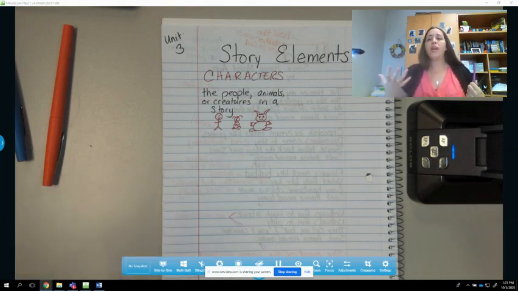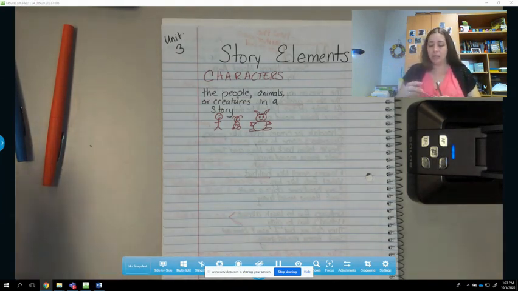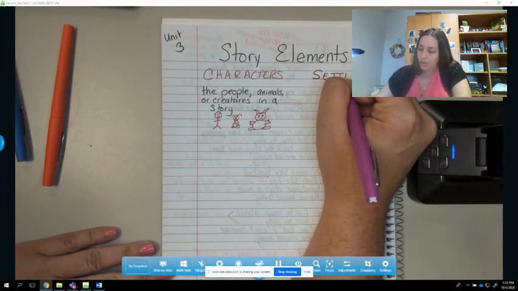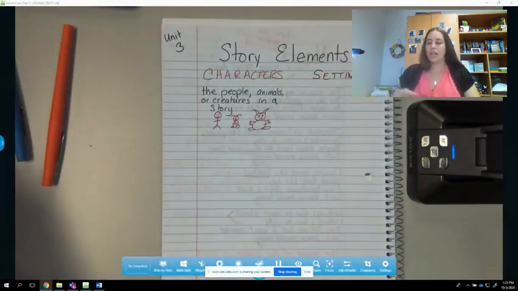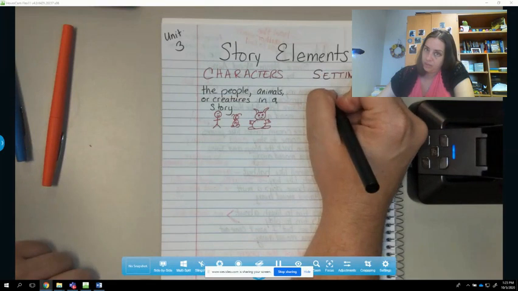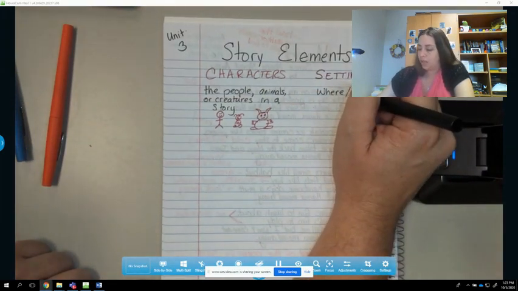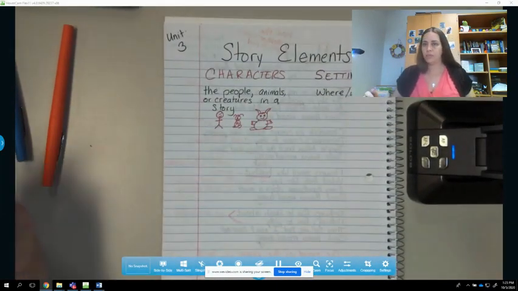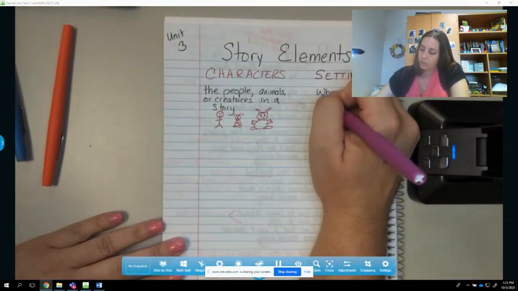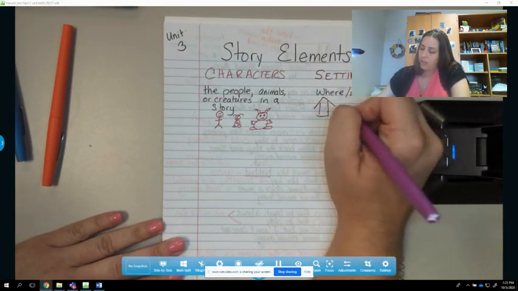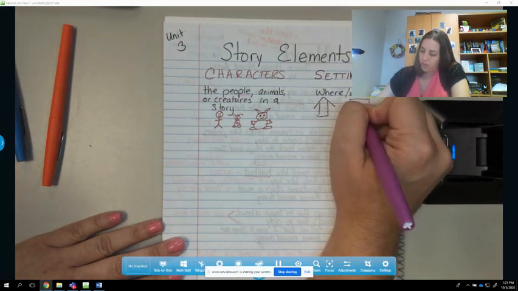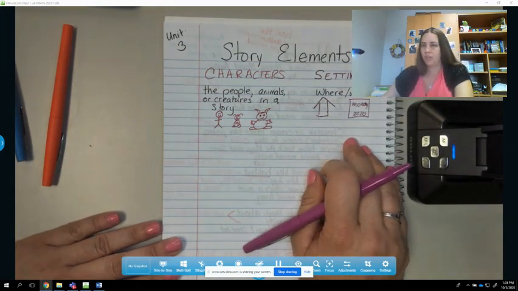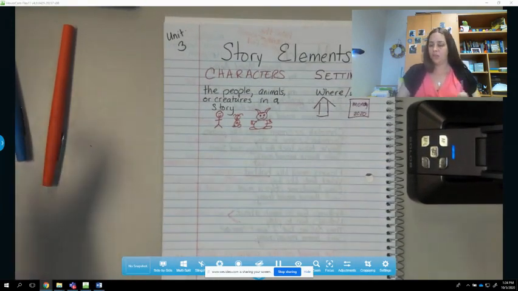Now, what is a character without having them in a specific place, such as a setting? So my next story element is where the story takes place. What is the setting of the story? So where, and it can also be when. The where and the when of a story. So I'm going to draw a nice little house. And then maybe a little calendar that says Monday of 2020, because that would be a crazy story setting for anybody who has not lived through this year with us.